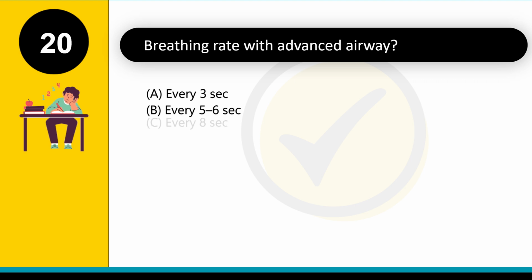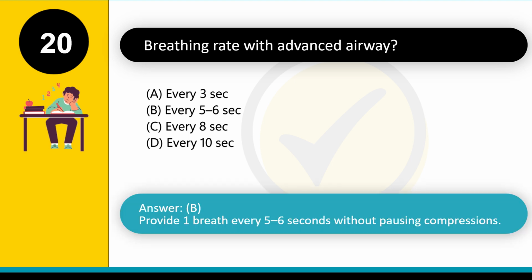Breathing rate with advanced airway? A. Every 3 seconds. B. Every 5 to 6 seconds. C. Every 8 seconds. D. Every 10 seconds. Answer, B. Provide 1 breath every 5 to 6 seconds without pausing compressions.